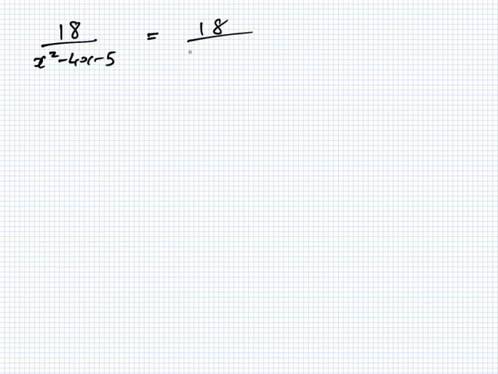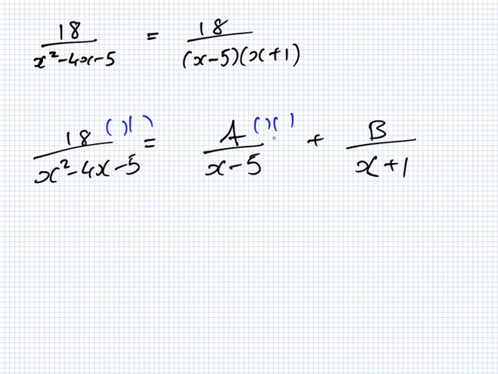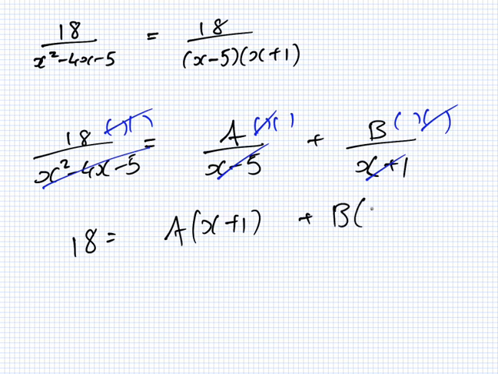This is 18 over (x minus 5)(x plus 1). So this is 18 over x squared minus 4x minus 5 equals a over x minus 5 plus b over x plus 1. Multiplying everything by these two factors, x minus 5 and x plus 1, they cancel with that, that cancels with that, and that one will cancel with that. So you end up with 18 equals a(x plus 1) plus b(x minus 5).